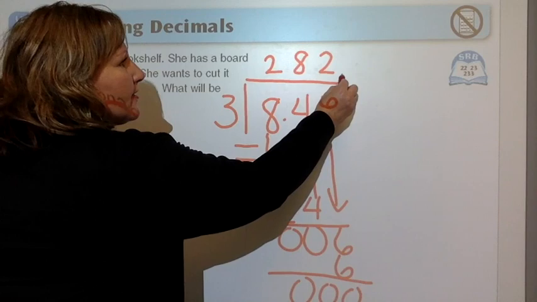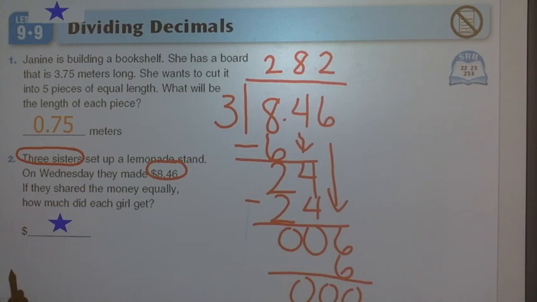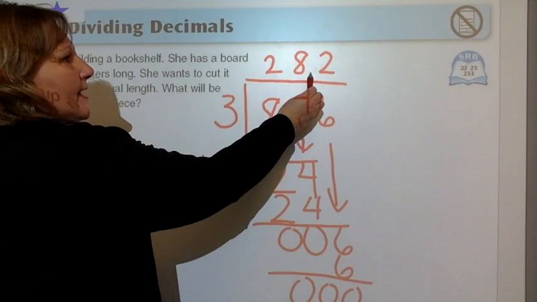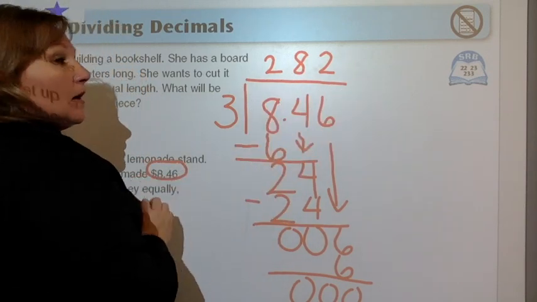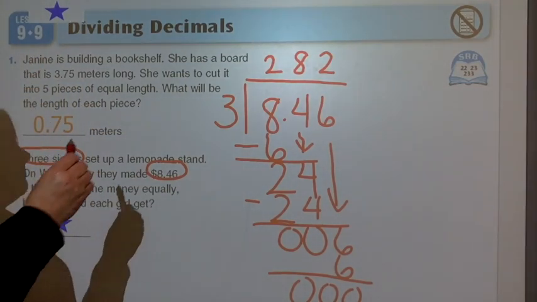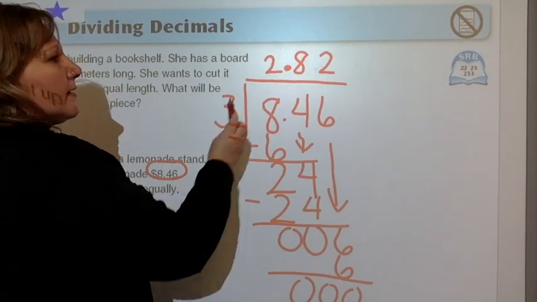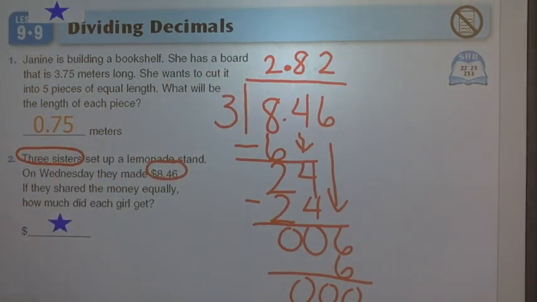If I put my decimal right here, that would mean that each girl would get $282, which would be pretty fabulous for a lemonade stand. But that didn't work. If I put my decimal right here, that would mean each girl got $28.20, which would still be pretty fabulous, but that doesn't make sense with our estimate. If I put my decimal right here, that means each girl would get $2.82. And that makes a lot better sense with our estimate, which was $3. $2.82. Number 3.